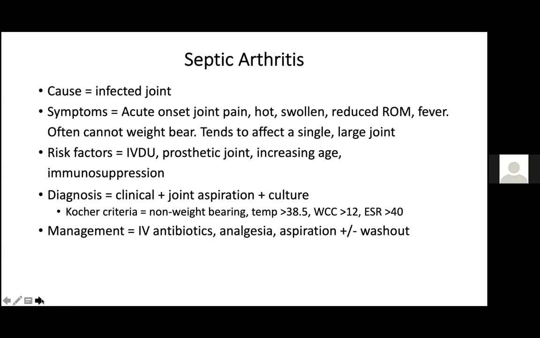Moving on to septic arthritis. That is an emergency situation of an infected joint. It typically presents with acute onset joint pain and a hot, swollen joint. Typically, there's a reduced range of motion. We would expect to see a fever, and typically people can't weight bear if they've got a septic joint. And it tends to affect just one joint.